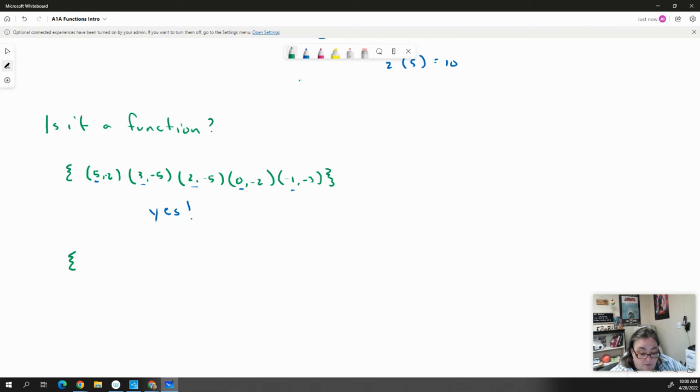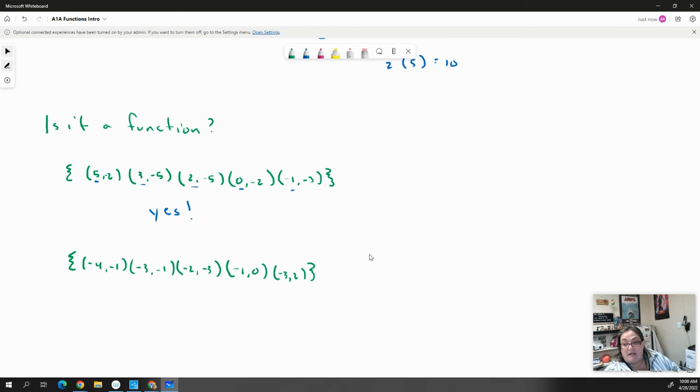If I were to have a set, for example, (-4, -1), (-3, -1), (-2, -3), (-1, 0), (-3, 2). So this is my set of ordered pairs.